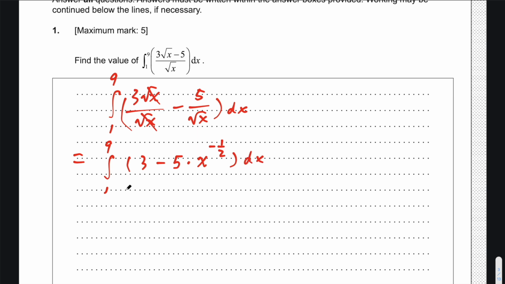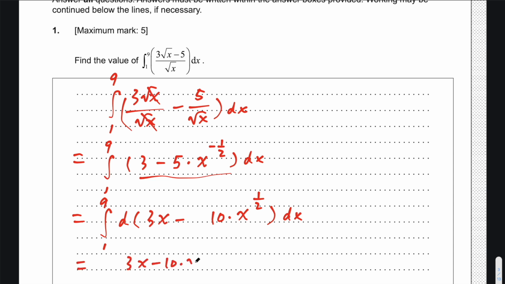Then we find the antiderivative of this expression. For 3, that's 3x. And for x to the power of negative 1/2, that would be x to the power of 1/2, and we need to times by 2. Since we already have a 5 here, we times 10. Then dx. So that means we have 3x minus 10 times x to the power of 1/2.